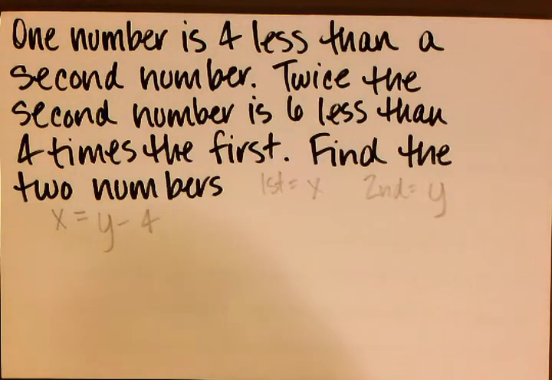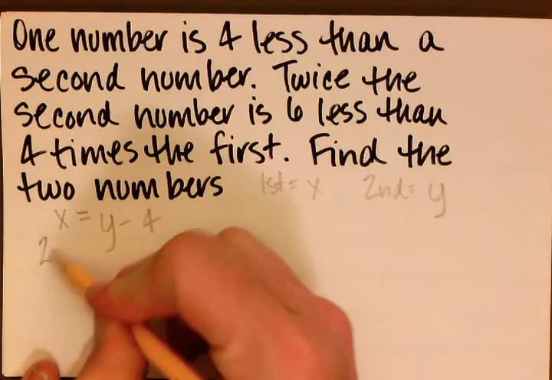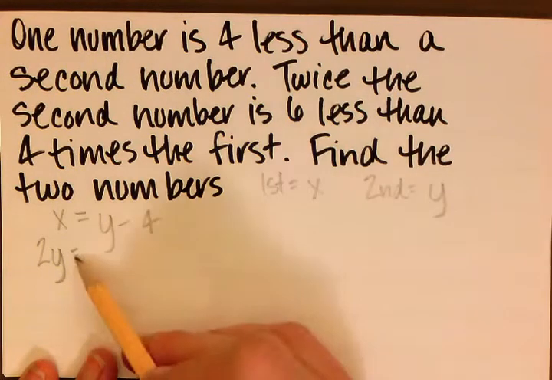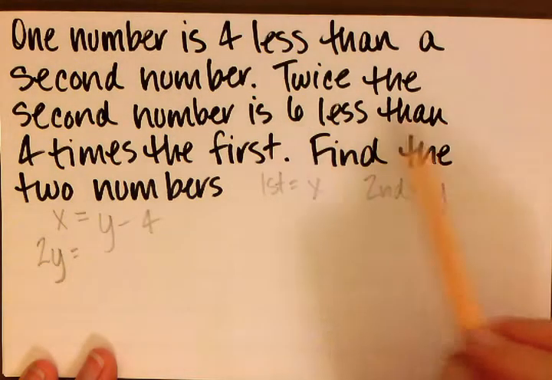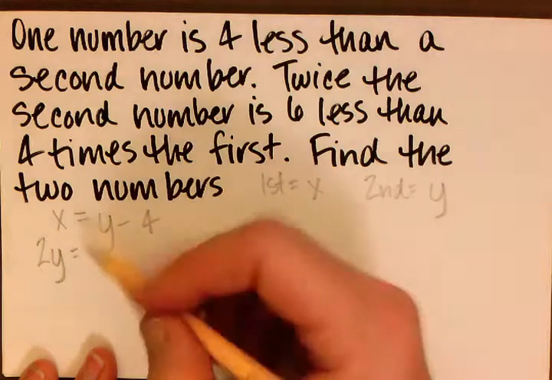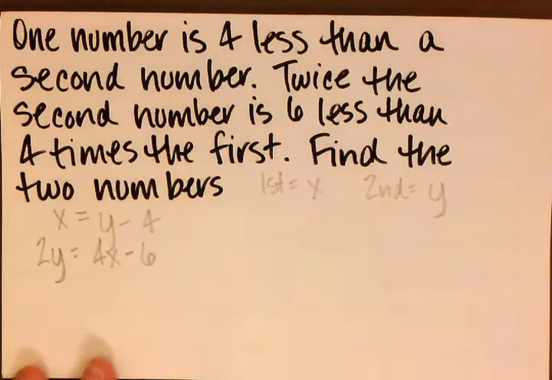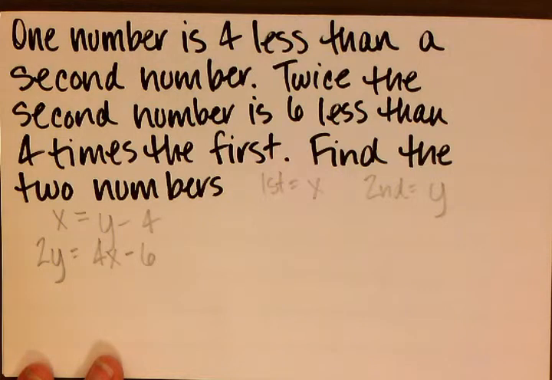Now our second sentence says twice the second number, so that tells us 2y, which equals 6 less than 4 times the first. So we have 4 times the first, 6 less than. And that's how we do it. And now all we have to do is solve.